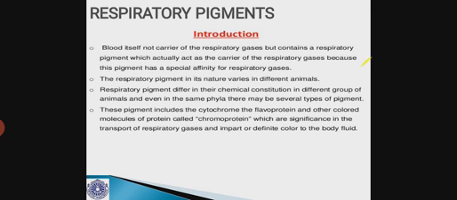And these pigments include the cytochromes, the flavoprotein and other colored protein molecules called chromoproteins, which are significant in the transportation of respiratory gases, and which impart a definite color to body fluids like blood.